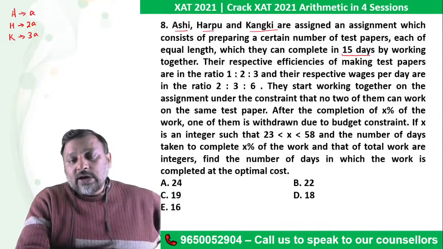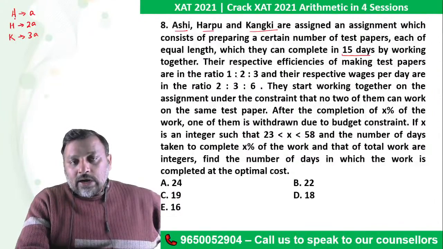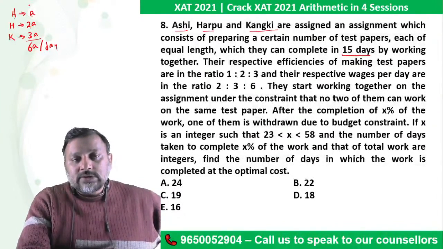Efficiency means rate of doing work. So Ashi makes A papers in a day, then 2A and 3A. So the ratio is 1:2:3. So that means they can make 6A papers in one day. Okay, this is per day.